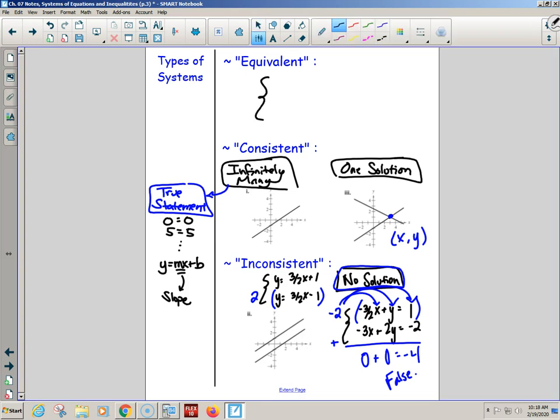I'll give you another one. Why is this an equivalent statement? I'll give you a good one. What makes it equivalent? If you multiply the top by 6, you get the bottom, or if you divide the bottom by 6, you get the top. They're the exact same thing.